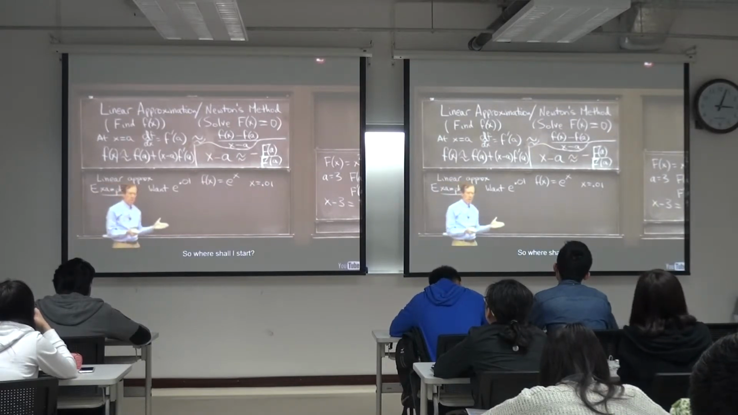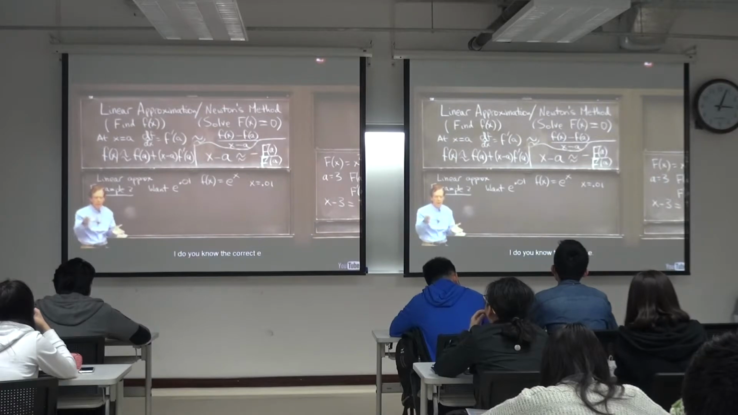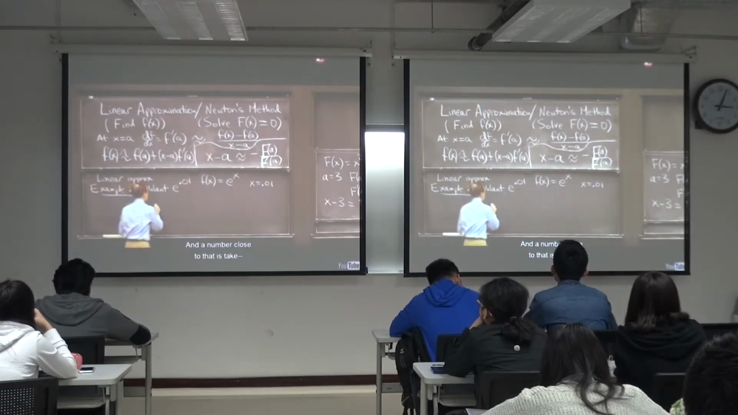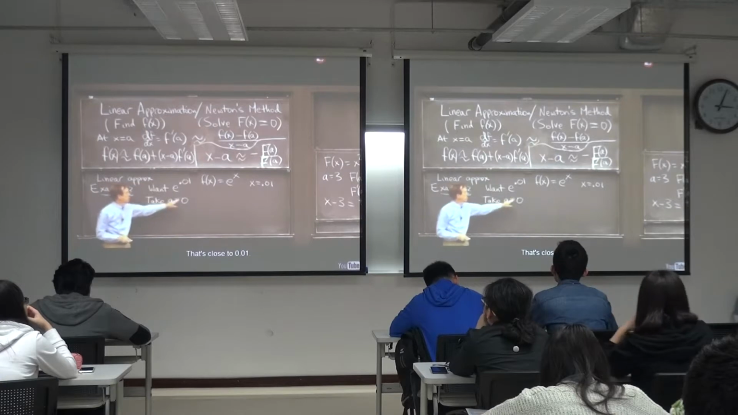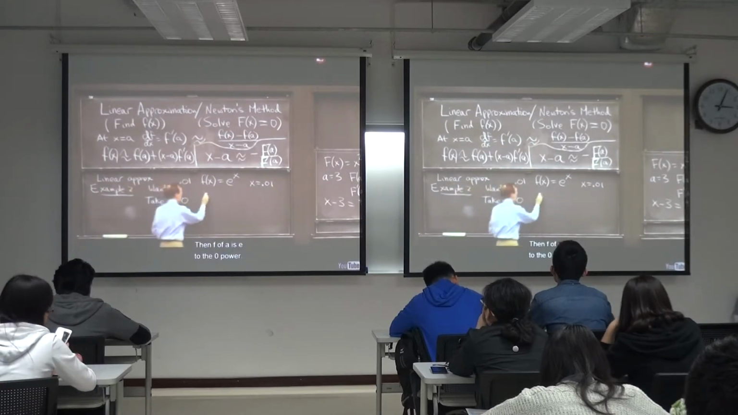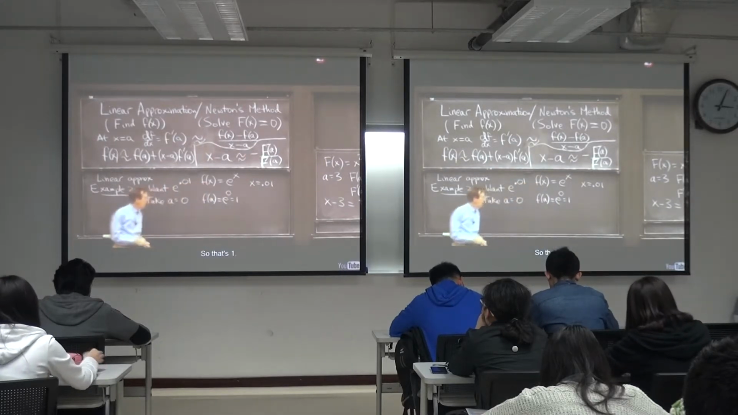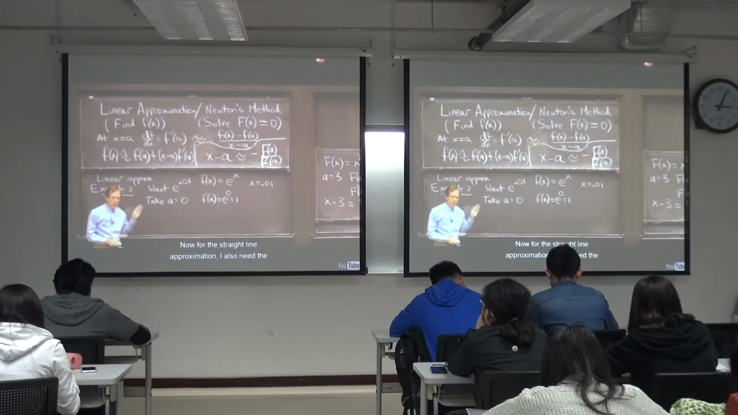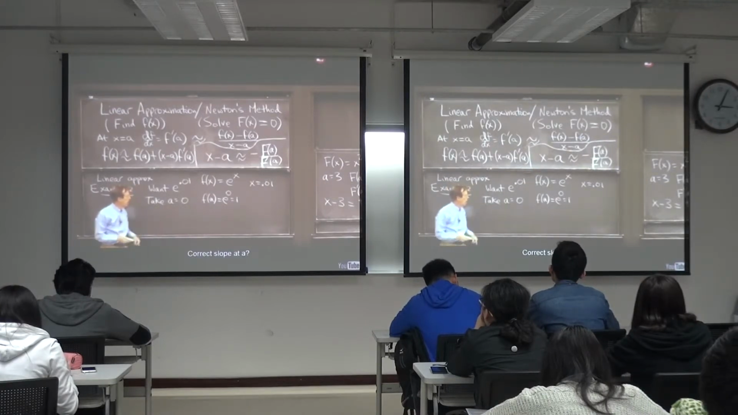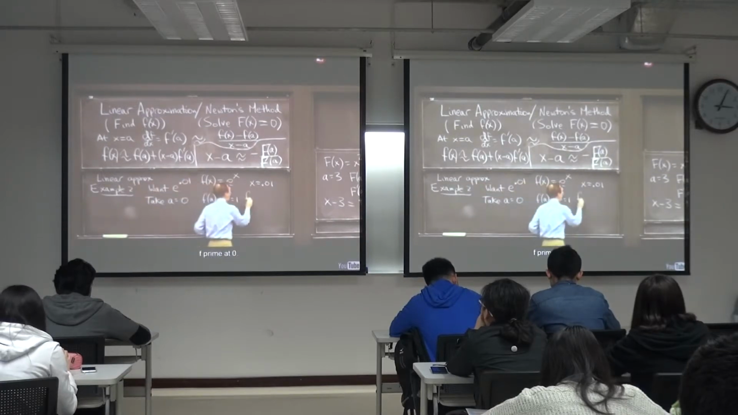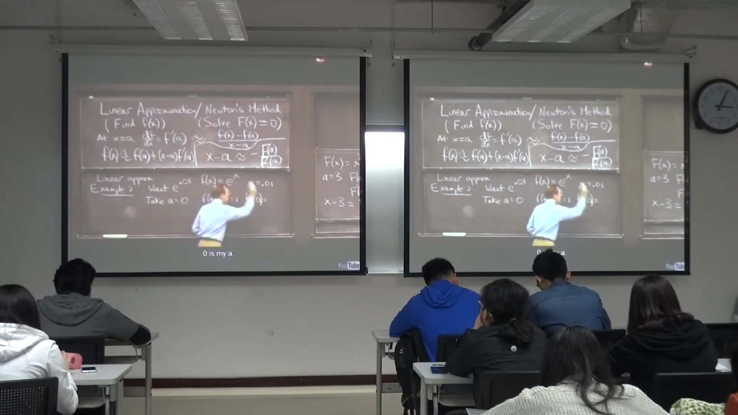So where shall I start? I'll start with a number that's close to that, and where I do know the correct e. And the number close to that, I'll choose a to be 0. That's close to 0.01. Then f of a is e to the 0 power, so that's 1. Now for the straight line approximation, I also need the correct slope at a. Well, I do know the slope of this. F prime at 0 is my a.